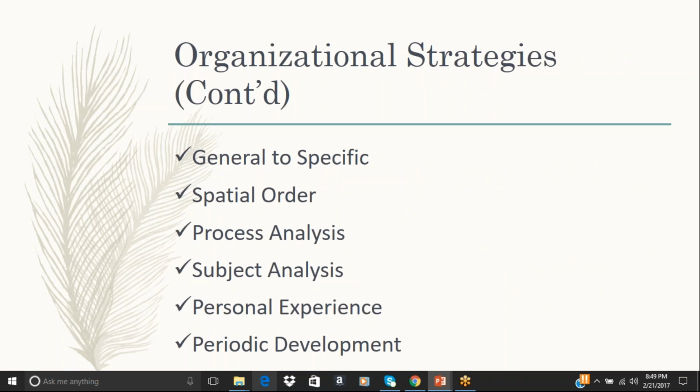Subject analysis and process analysis is somewhat linked to what we stated about the classifications as well. So subject analysis is really talking about putting your information in subheadings and analyzing it accordingly.